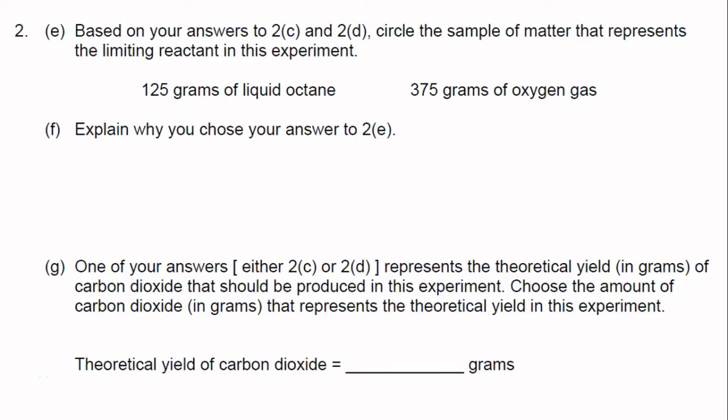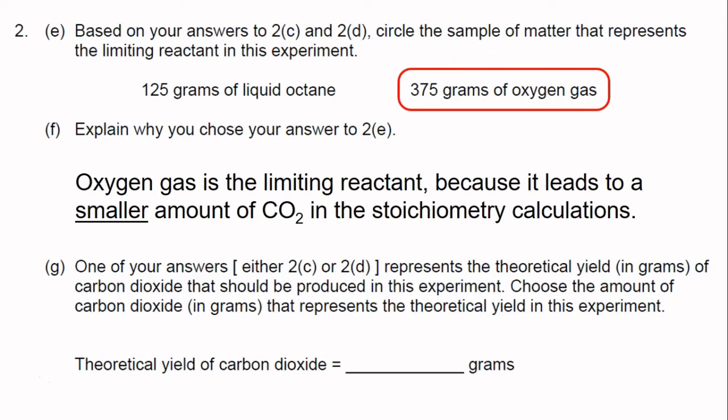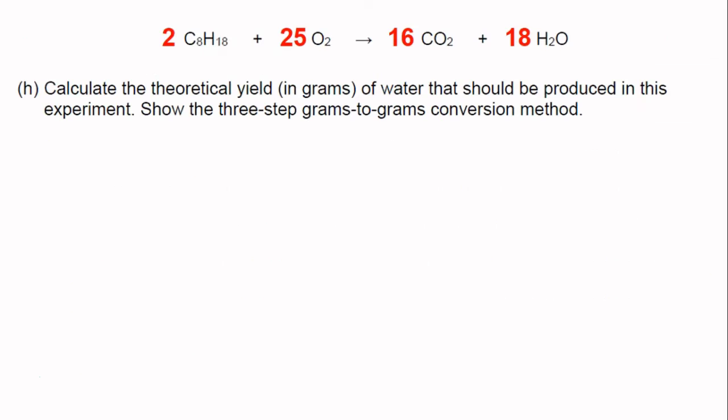So now we can easily answer parts E, F, and G to this question. The limiting reactant is the oxygen gas. Explain why you chose your answer. Because oxygen gas leads to a smaller amount of carbon dioxide in our stoichiometry calculations. That's why oxygen gas is the limiting reactant, and based on the calculations, 330 grams of carbon dioxide is our theoretical yield. All right, let's move on to part H in this question.